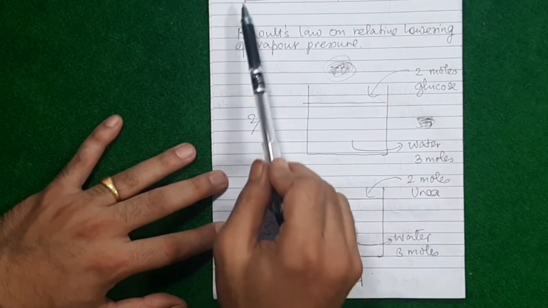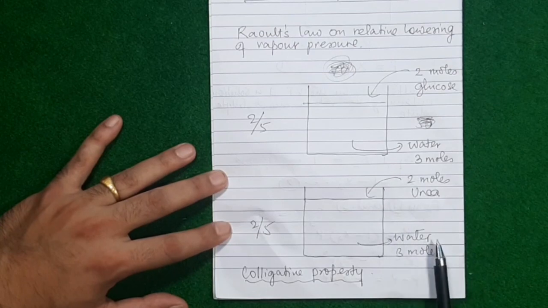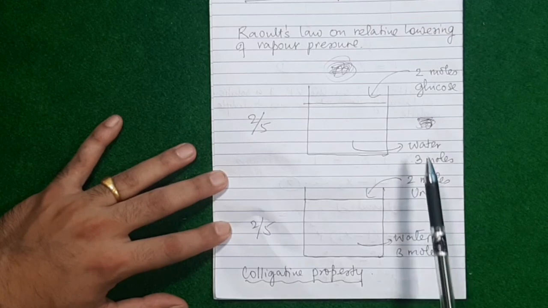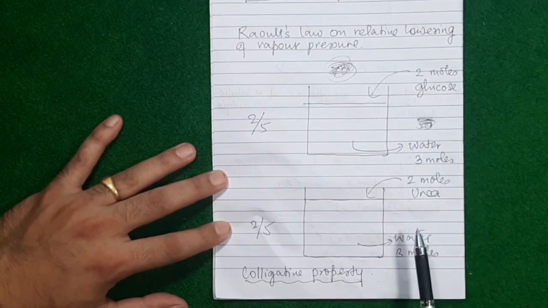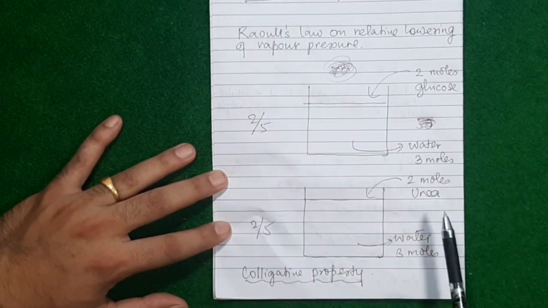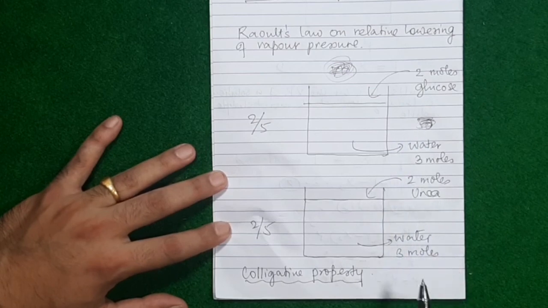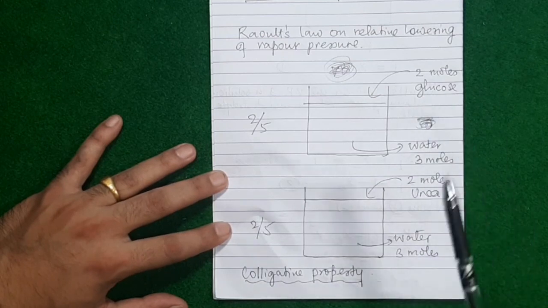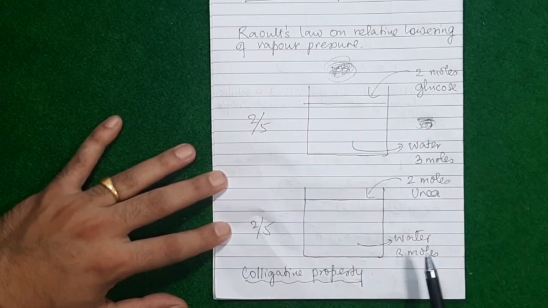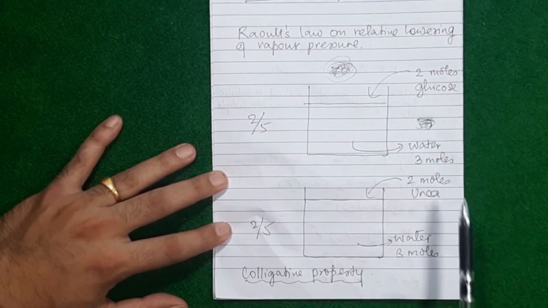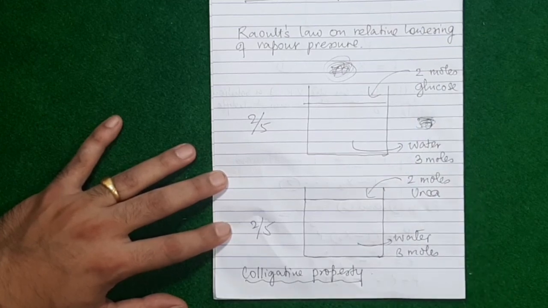Which is the property of the solution? Relative lowering of vapor pressure is a property of a solution which only depends on how much solute you add, but does not depend on what you add. Even though you add different things, as long as you have the same number of particles, the same number of moles of solute, the relative lowering of vapor pressure of that solution will always remain the same. Such a property of a solution, which only depends on how much solute has been added and does not depend on what is added, like whether you add glucose or urea, any property of the solution which does not depend on the nature of the solute but only depends on the amount of solute added, is called a colligative property.